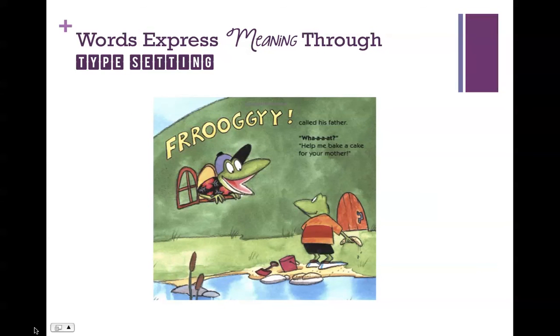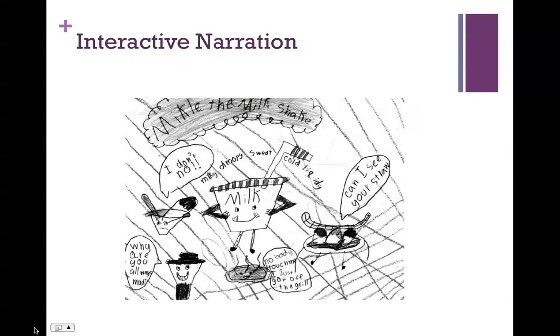For the Froggy example, in the yellow, bold, black letter font, it says Froggy, and this shows that he's calling to his father. It's loud and it's long and it's excited, so that's why it's yellow, it's exciting, and it's a big font because he's yelling it. The other parts of the text are smaller because they're not as excited as that. So that shows how the words, the typesetting that they have, and the color can really express meaning.